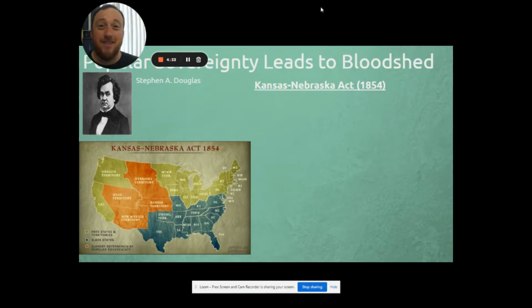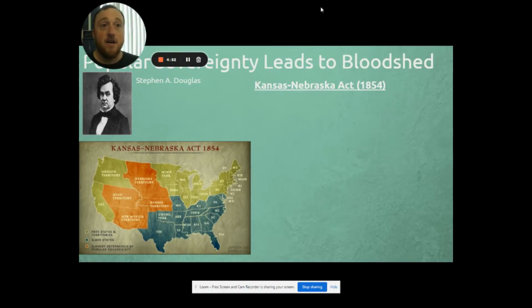Remember, all this is about balance within the federal government, right? So the balance of power, who gets the votes on certain things. If you have more slave states, there's going to be more pro-slavery laws. If you have more free states, you're going to have more abolitionist laws, so banning slavery, those kinds of things there. So now we get to the Kansas-Nebraska Act.